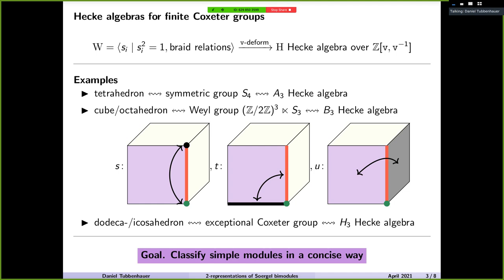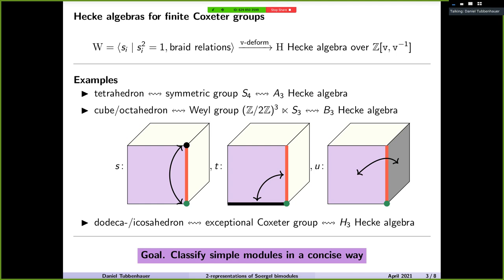The examples to keep in mind are symmetric groups, like this one, and other types of groups, Weyl groups, or more exceptional types of Coxeter groups, which arise from symmetry groups of regular polytopes, like the symmetry group of the icosahedron, or the dodecahedron dually, which is actually the corresponding Coxeter group of type H3.